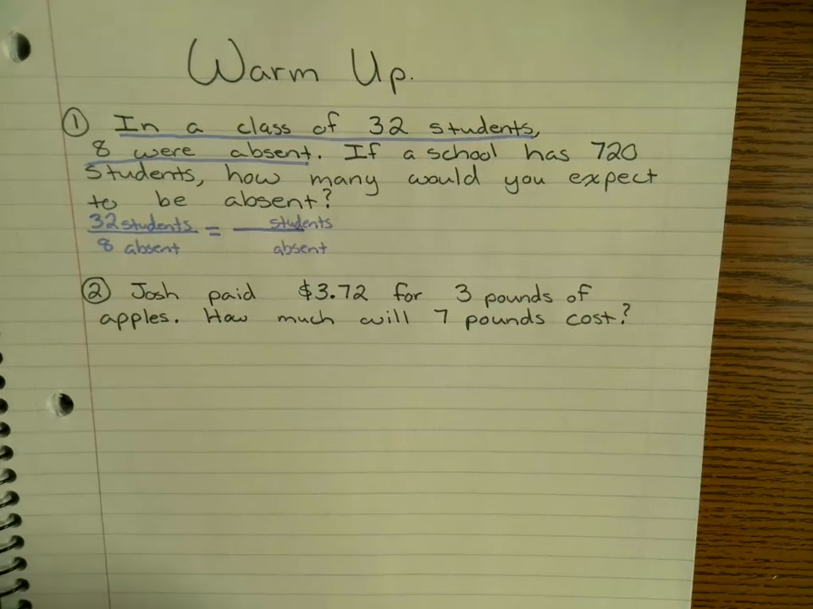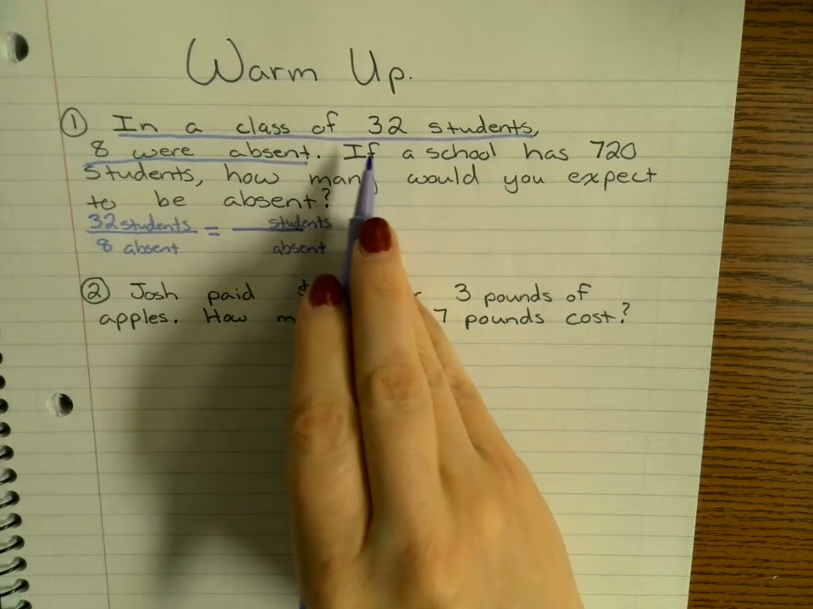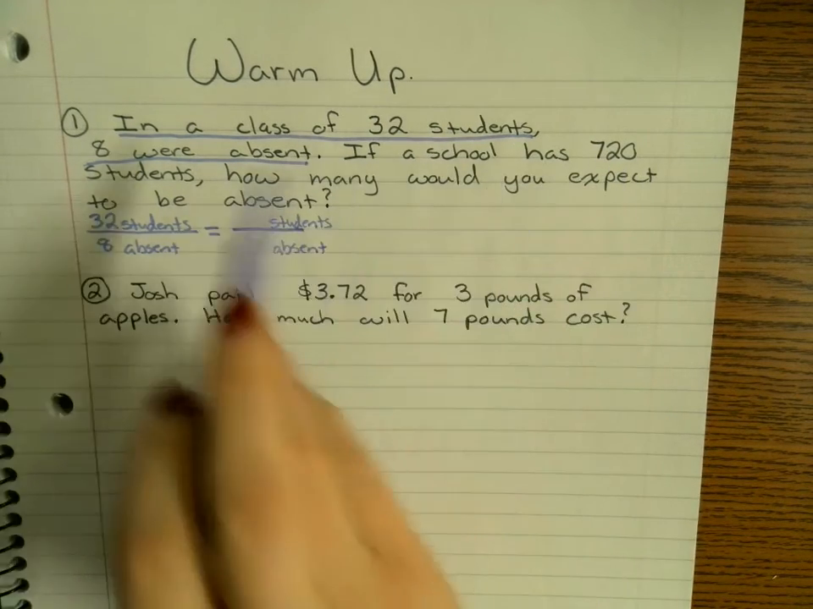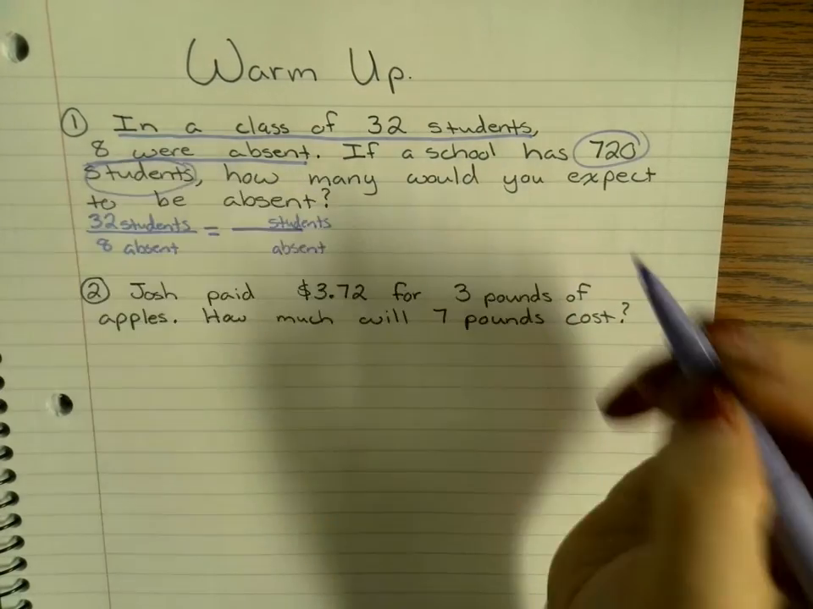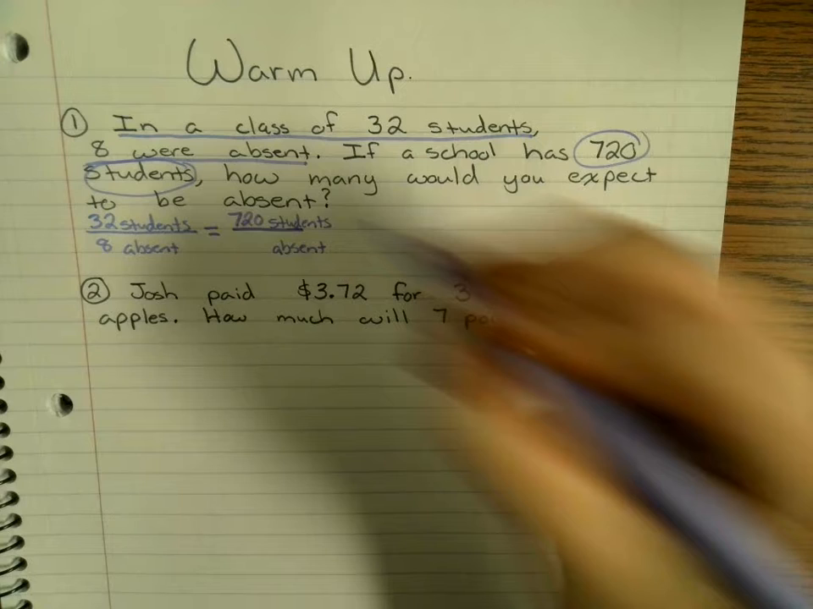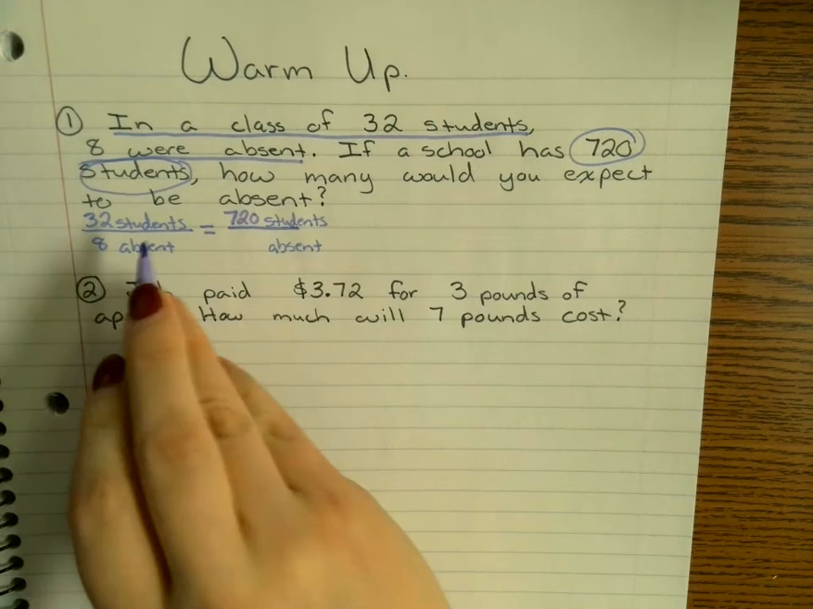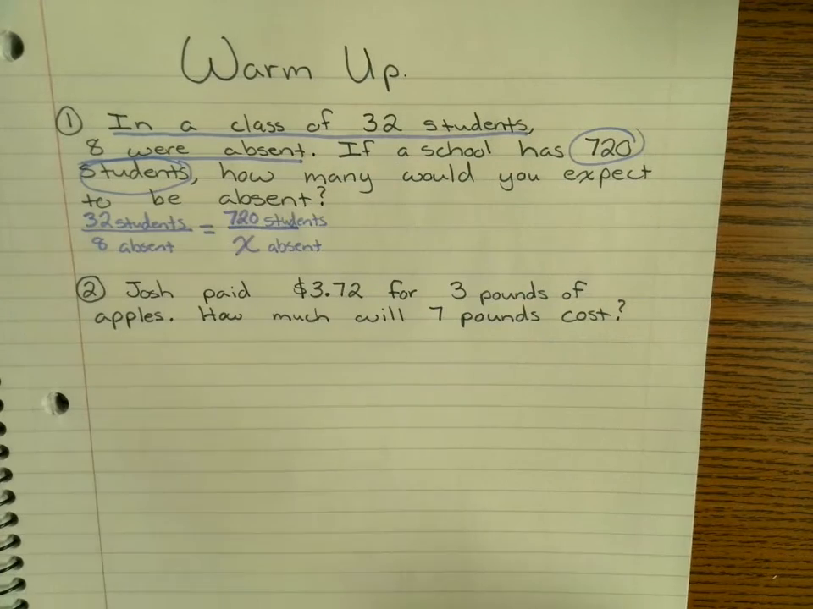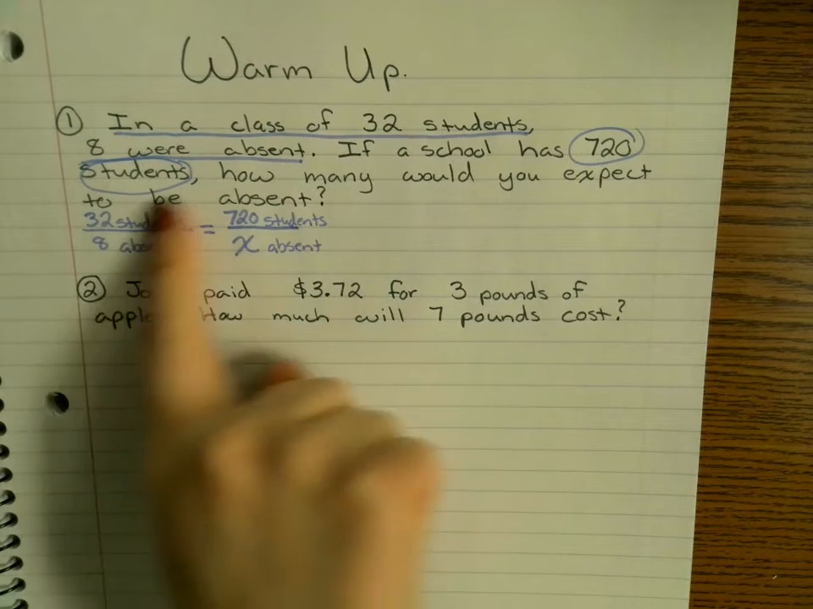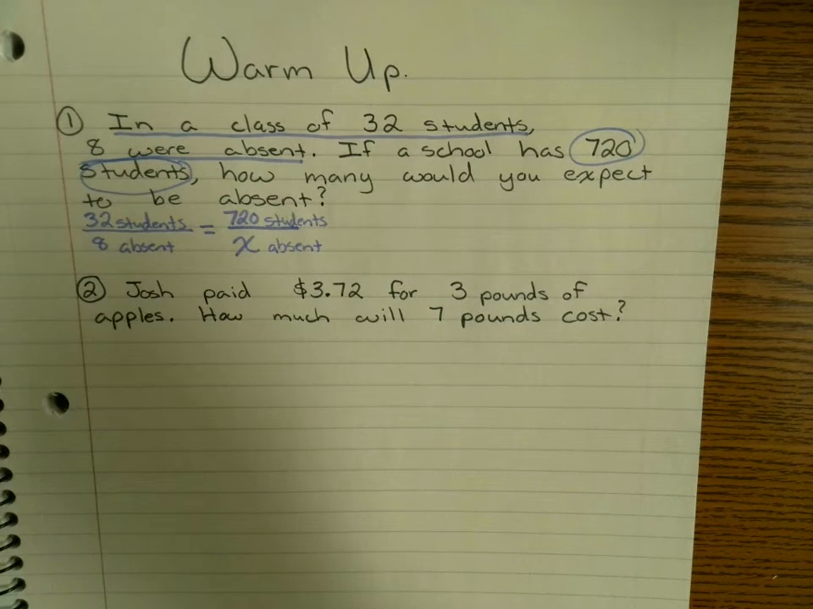So now here it says if a school has 720 students, well, 720 students, that's going to go on top. How many would you expect to be absent? That's the question. So there's my variable x. The hardest part is usually just trying to set the ratio up. Once you've got the proportion correctly set up, then you can go about it by doing our cross product.